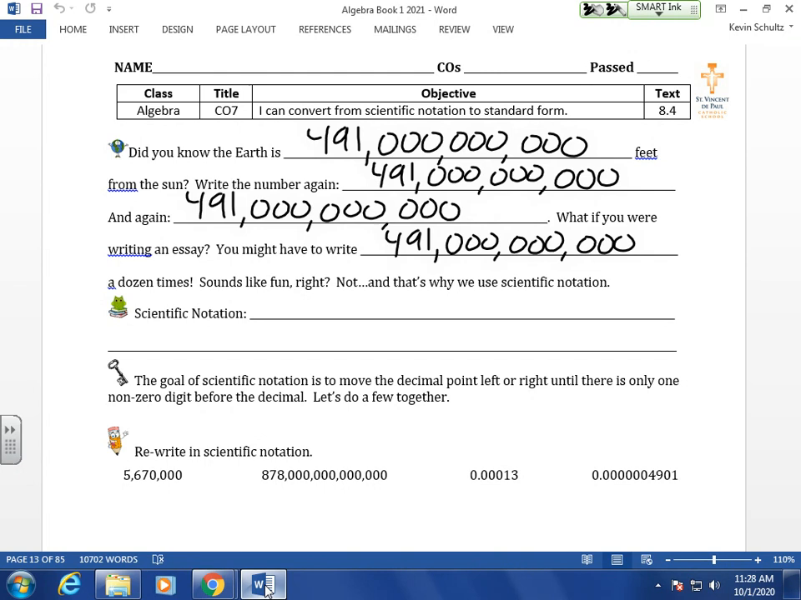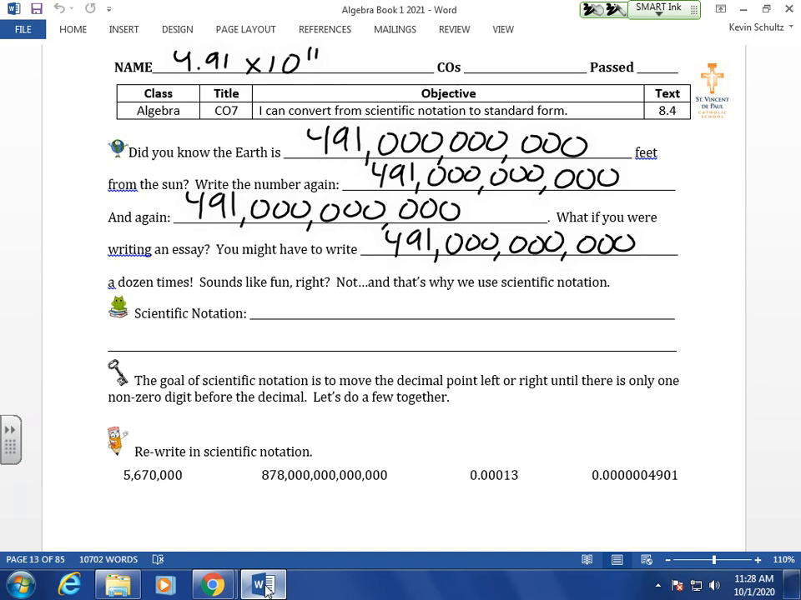Okay, so in scientific notation, this number will be written, I'll just put it up here at the top: 4.91 times 10 to the 11th power. You can write it wherever you want to. I wanted to write large enough so people could see, but small enough to fit someplace, and that's where I decided to do it.